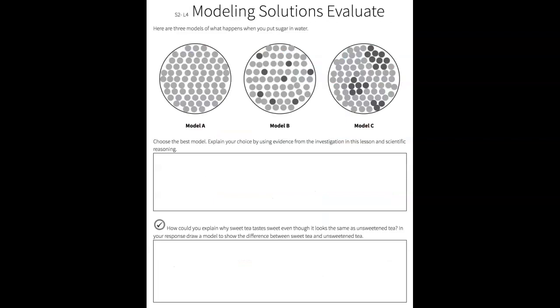In the Evaluate portion of this lesson, students will consider what that sweet tea that we talked about at the beginning of this lesson would look like at the particle level. You'll have them complete Modeling Solutions Evaluate found in their student journal. This is a formative assessment to give you a good read to see if students understand the difference between mixtures and solutions at the molecular level.